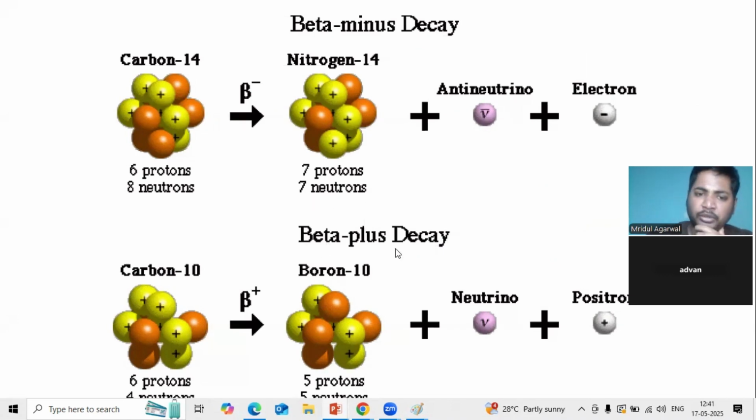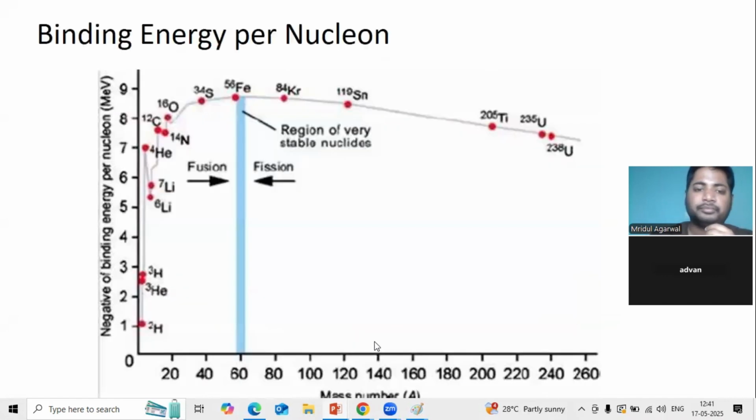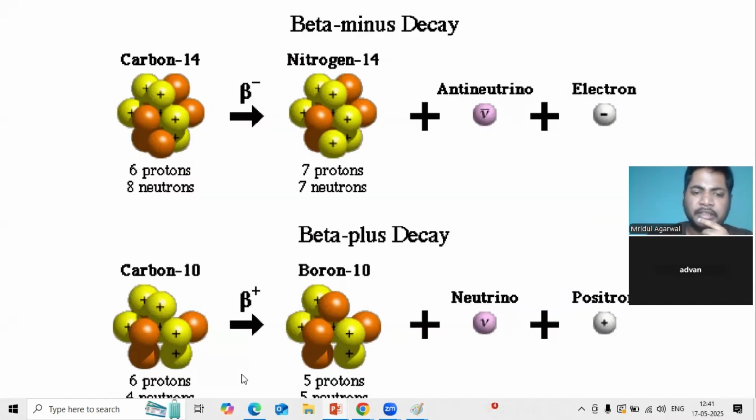Correct. If you talk about beta plus decay, what will happen? This carbon 14 will decay into boron 10. So you can see over here, in the boron 10, what will happen? From 6 protons, it will come down to 5 protons, while from 4 neutrons, it will come up to 5 neutrons. And this is your neutrino, and this is your positron. Remember the particles: in the beta minus, an electron will be emitted. In the beta plus, a positron will be emitted. In the beta minus, an antineutrino will be out, while in the case of beta plus, there will be a neutrino.